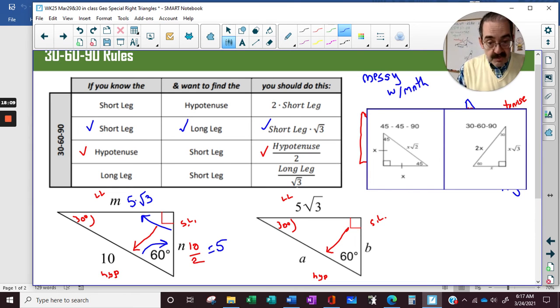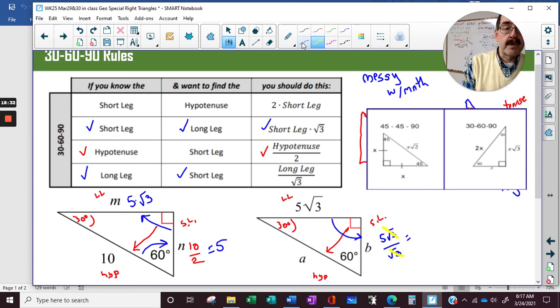Okay, we wrote this so that you could go the other direction now. Okay, so this time I divided and I multiplied. Now if I have the long leg, boom, and I got to go to the short leg, I divide it out. So 5 radical 3 over radical 3. Okay, we're happy because radical 3 divided by radical 3 is nothing more than 1. Anything divided by itself is 1, giving me 5. Short leg to the hypotenuse. Double it. 5 times 2 is 10.